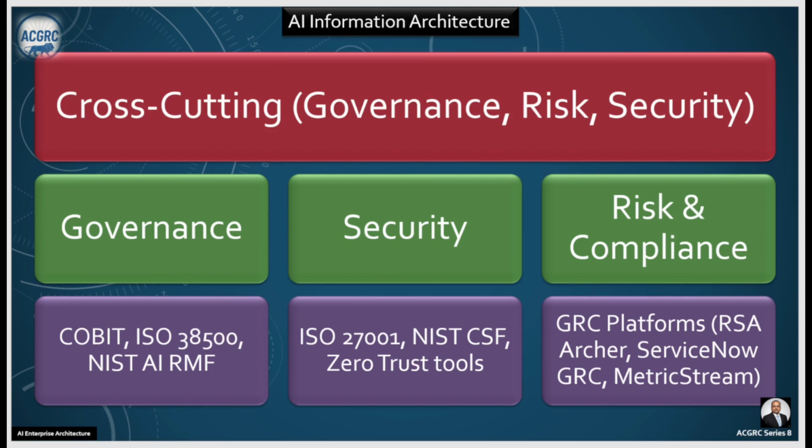And when you cut across for governance, risk, and security, for governance, you have COBIT, ISO 38500, NIST AI RMF. For security, you have ISO 27001, NIST CSF, Zero Trust tools. For risk and compliance perspective, you have the GRC platforms, could be RSA Archer, ServiceNow GRC, or MetricStream.